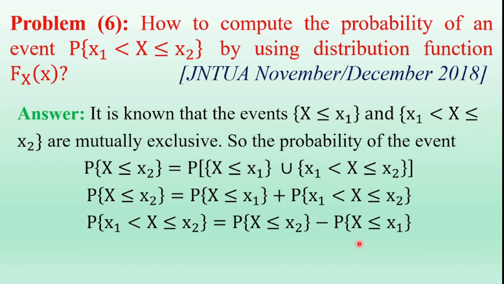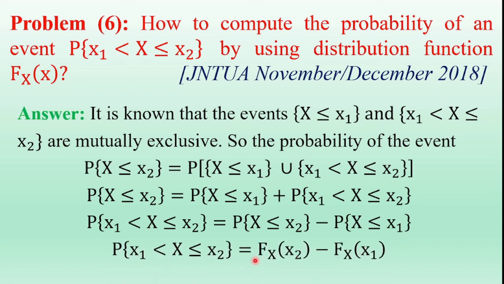So using the cumulative distribution function definition, the first term on the RHS side is Fx of x2 and the second term on the RHS is Fx of x1. Therefore, P of x1 less than X less than or equal to x2 is equal to Fx of x2 minus Fx of x1. And this is one of the properties of the cumulative distribution function of the random variable.